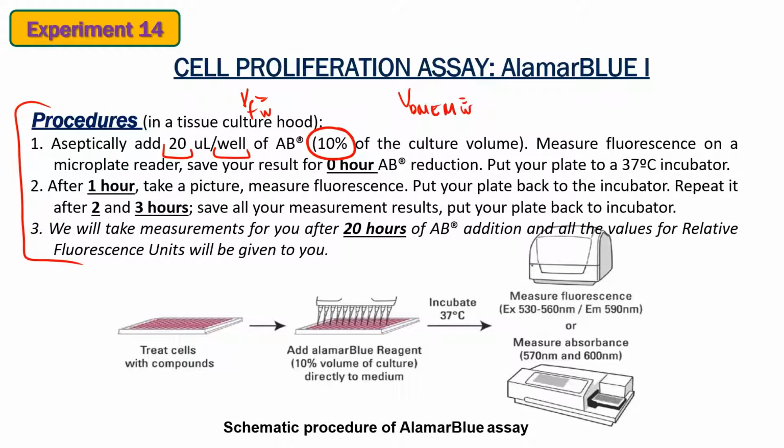Look, you add Alamar Blue, 20 microliters per well, and these 20 microliters are 10%. So the question is, what is the final volume, or volume of the well, if 20 microliters is 10%? 200 microliters. And what is the rest, the DMEM with cells?